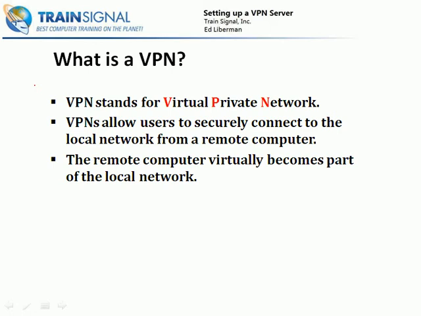Okay, so when you have users who are away from the office, maybe you have traveling users who have laptops and they're in a hotel room, they need access to local resources within your network. They can do so using VPNs. What happens is that the remote computer, that laptop, let's say, that they have with them in the hotel room, virtually becomes part of the local network.